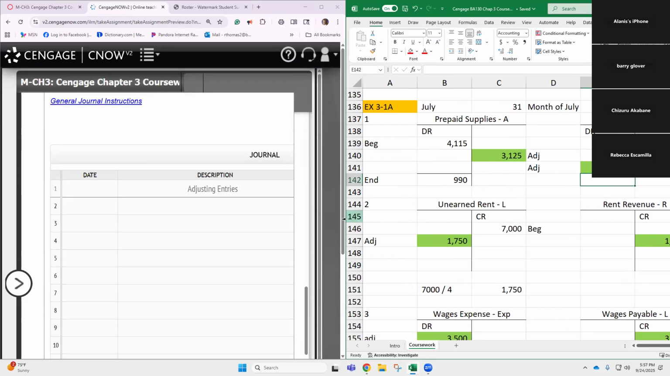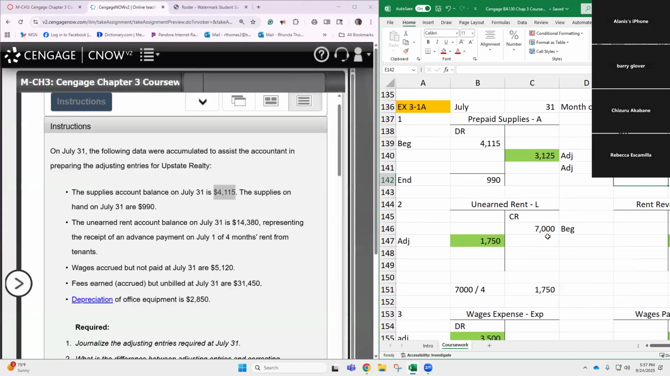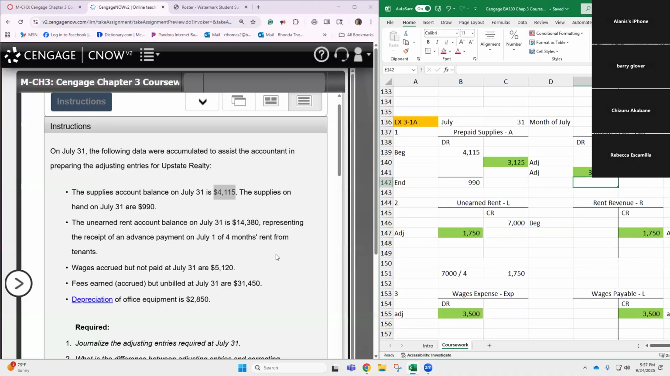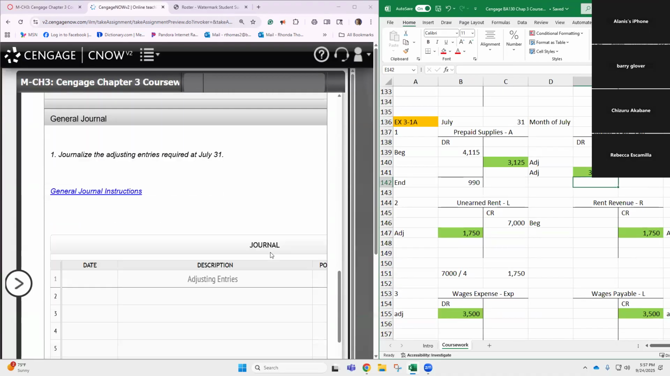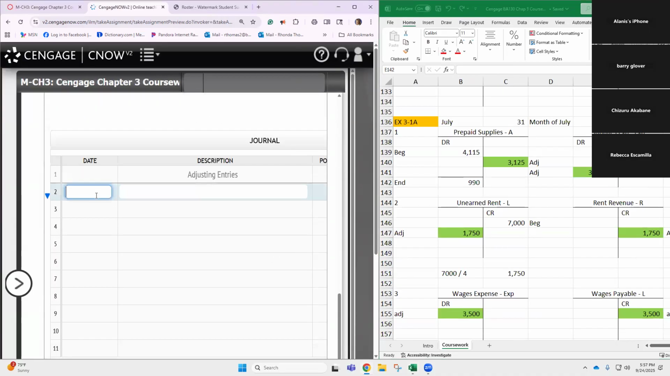Okay, so I am going to have to move a few things here and make it a little smaller. Sorry. All right, so let's go down. Let's put July 31st. That's going to be our date. July 31st. That's going to be all of our dates for this one. The first one we're going to do, we're going to debit the supplies expense account for however much we figured out it needs to be adjusted, right? It needs to be adjusted.